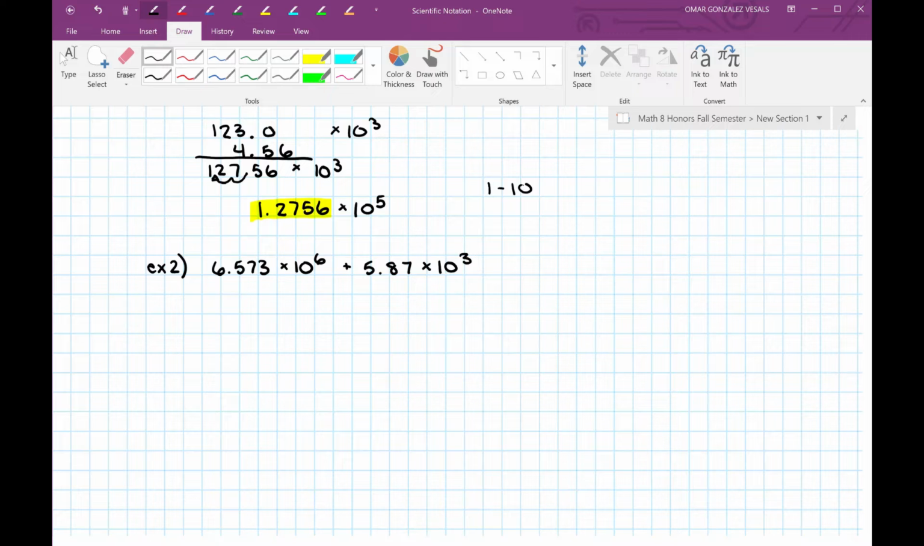Which way would it be probably easier to move? To the 3, right? Because I'm probably going to keep my answer in what form? Times 10 to the what? Times 10 to the third or 6th? I'm probably going to keep it times 10 to the 6th. So I'm going to play with this one.